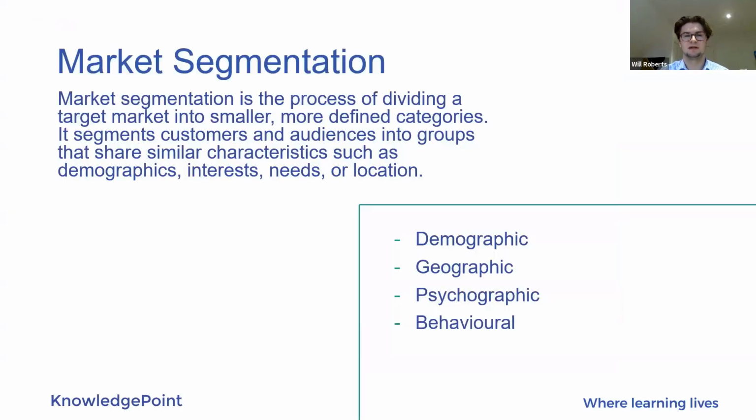So what is market segmentation? The best analogy to view this is an orange. You have something that is a whole, and then you divide it up into smaller bite-sized sections. So this is making your market smaller. These are defining categories such as customers and audiences into groups with similar characteristics such as demographic, interests, and locations. So the four main sections we're going to cover are demographic, geographic, psychographic, and behavioral.